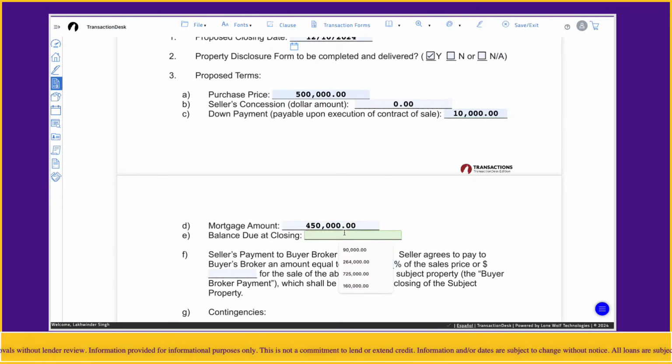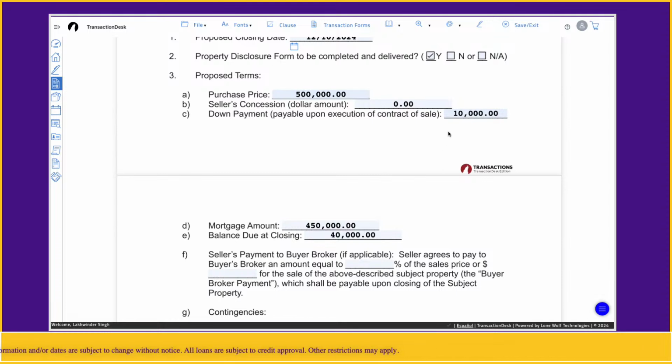Okay. So if he's putting down $50,000 down payment, but he already put down $10,000 on the contract, that means he has to bring in only $40,000, because total down payment he wanted to put down was 10%, which is $50,000. He already put down $10,000 on the contract. Remaining balance is going to be $40,000. So if you add this $10,000, $40,000 plus $450,000, all three amounts add up to your purchase price of $500,000. Okay?